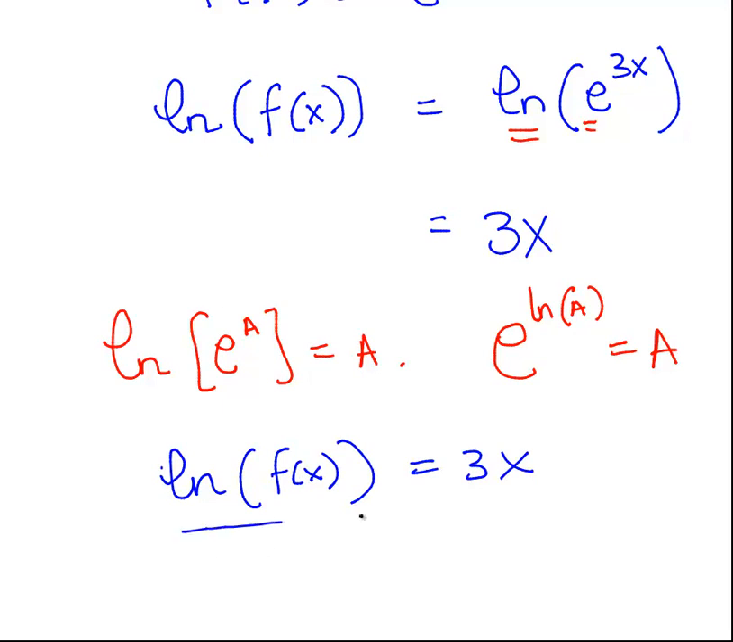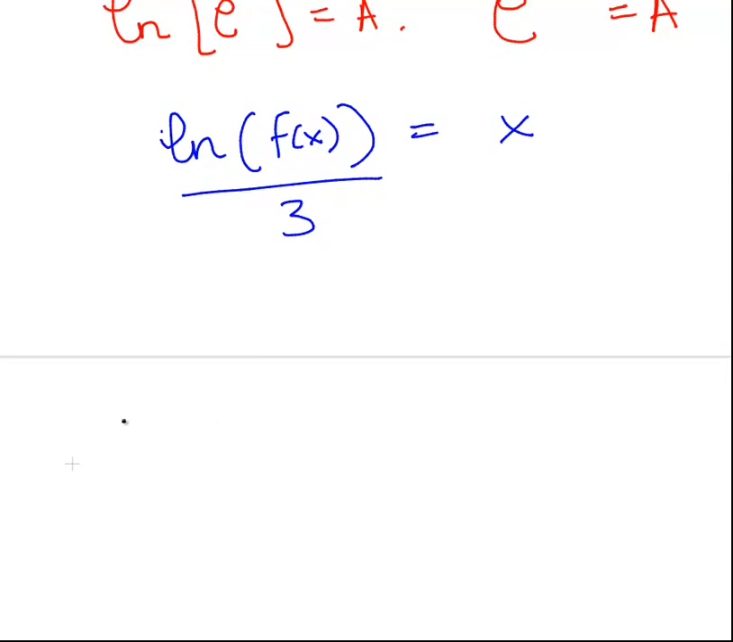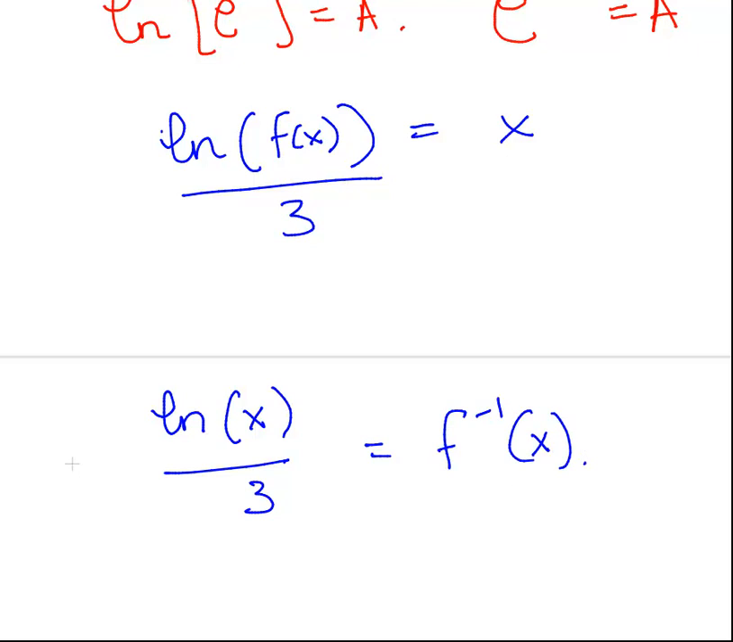Divide both sides by 3. Divide that side by 3, divide that side by 3, and then just to finish it off, what we'll do is replace again x with f minus 1 of x and f of x with x. So replace f of x with x and x with f minus 1 of x. Okay, so that's the answer to the fourth one there.